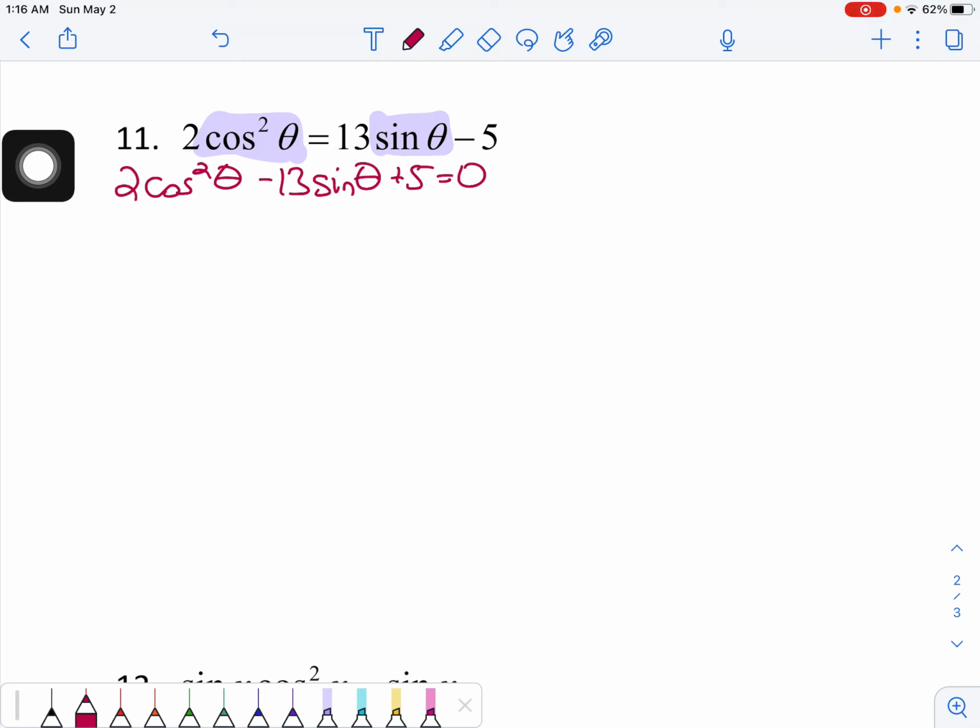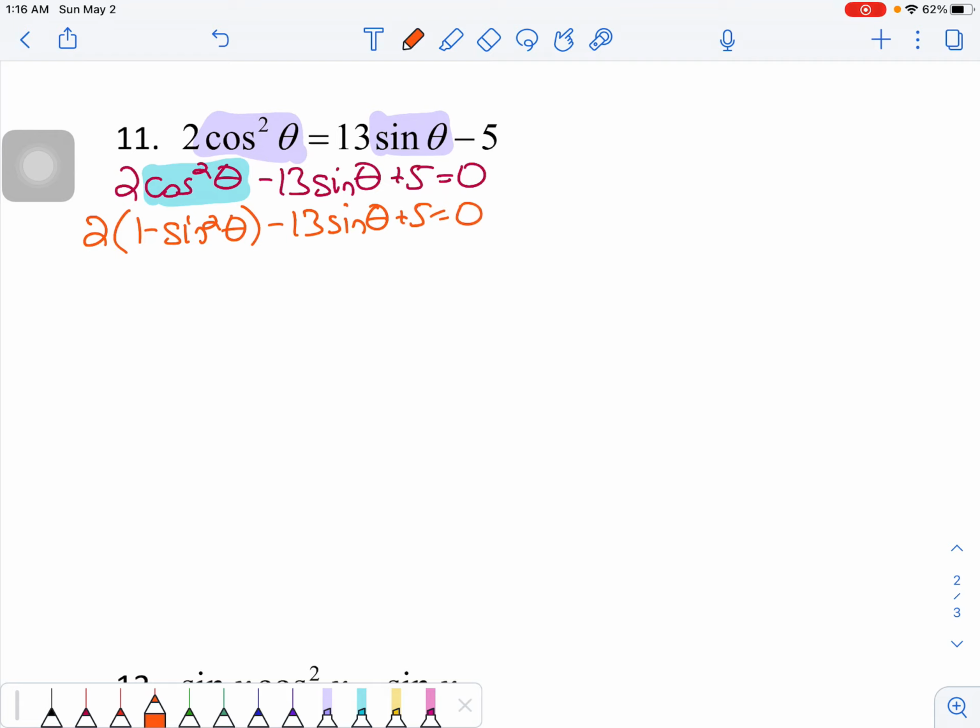Now, a long time ago, in a galaxy far, far away, I don't know, 2 units ago, we talked about a Pythagorean identity, and that's going to allow us to replace cosine squared theta. So we're going to rewrite this whole thing, but instead of cosine squared theta, it's going to be 1 minus sine squared theta, and then the rest of the problem isn't going to change. So plus 5 equals 0. Okay, I'm going to distribute here. So it's going to be 2 minus 2 sine squared theta minus, and again, the 13 sine theta and the plus 5 isn't going to change.